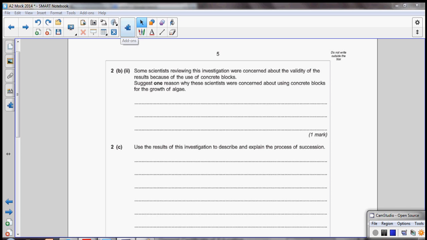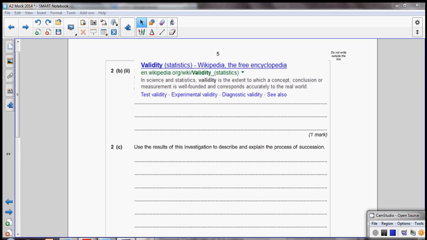For this question, it's very helpful if we understand that term validity. Luckily we've got Wikipedia to help us out in case we were stuck, and Wikipedia, obviously a reliable source, but in this case it's perfectly okay. In this case Wikipedia tells us that validity is the extent to which a concept, conclusion or measurement is well founded and corresponds accurately to the real world.